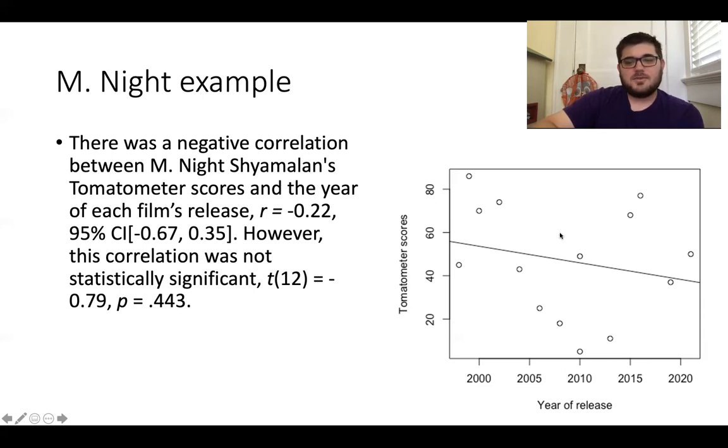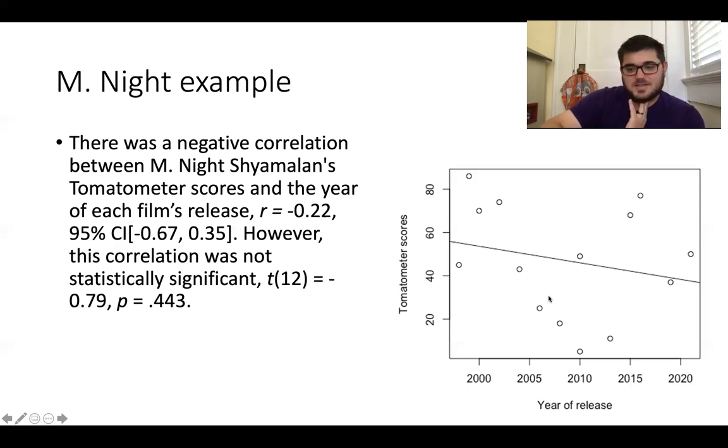There's almost a negative correlation, a correlation of negative 0.22. In psychology contexts it's not bad. But as you can see, it's very cloudy. It almost looks like it's going down and then coming back up. Some people say M. Night Shyamalan hit a low point and then recovered. You can test that, by the way, but we're not covering how to do that in this class.